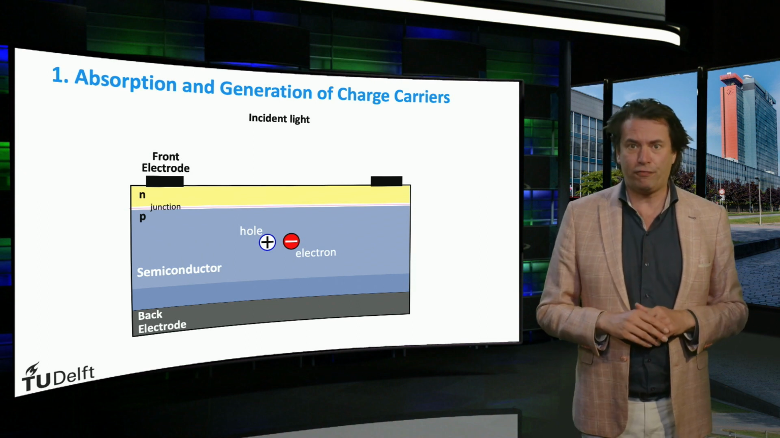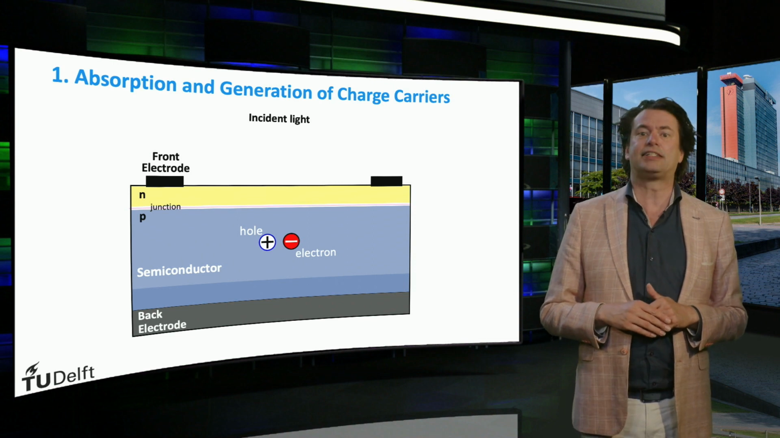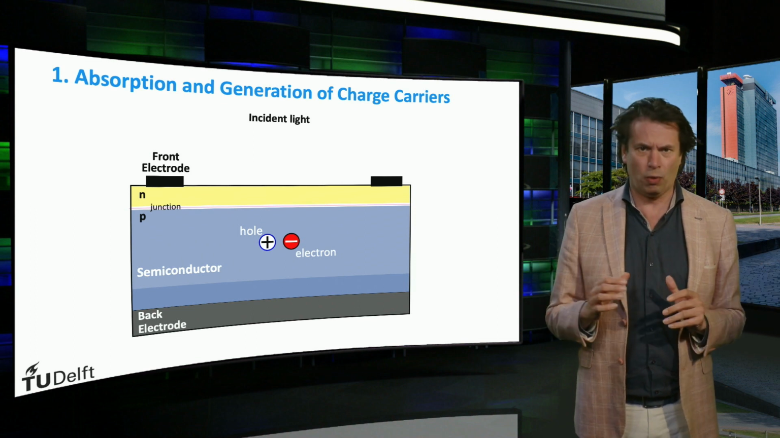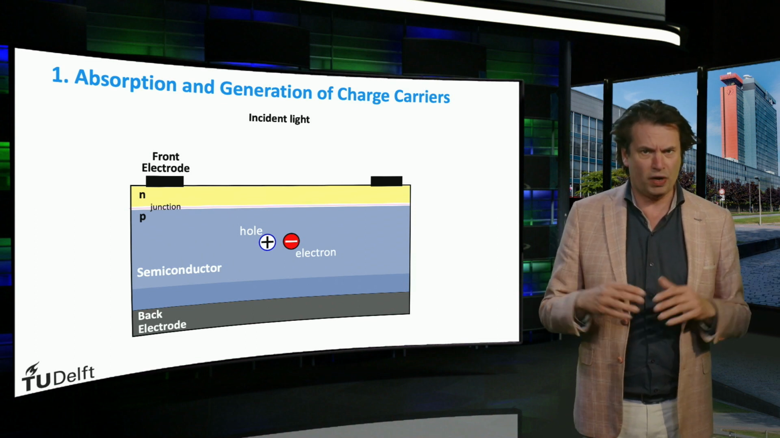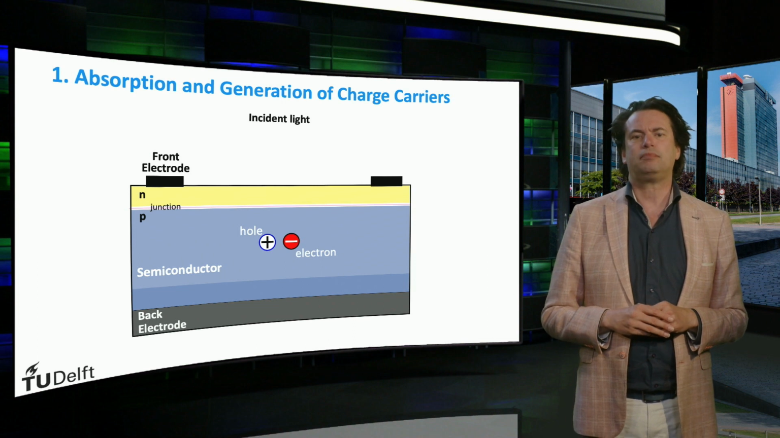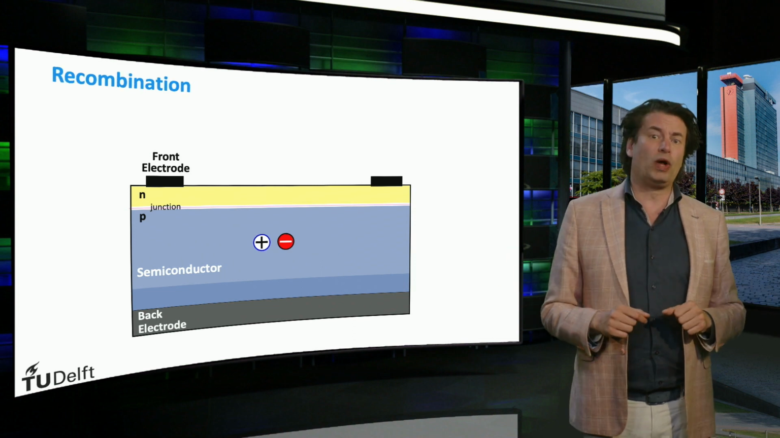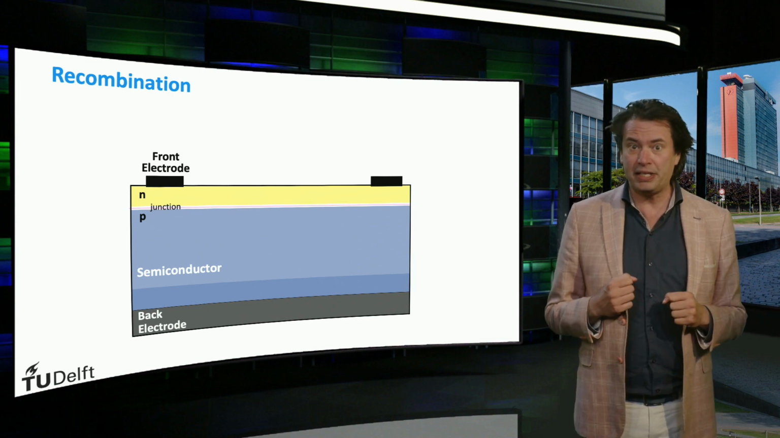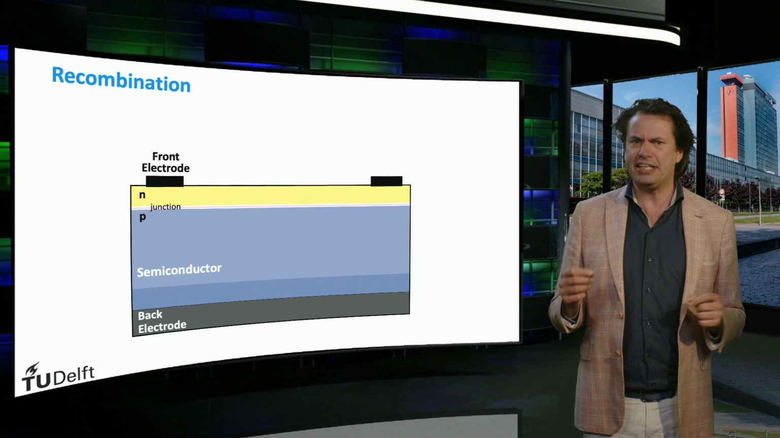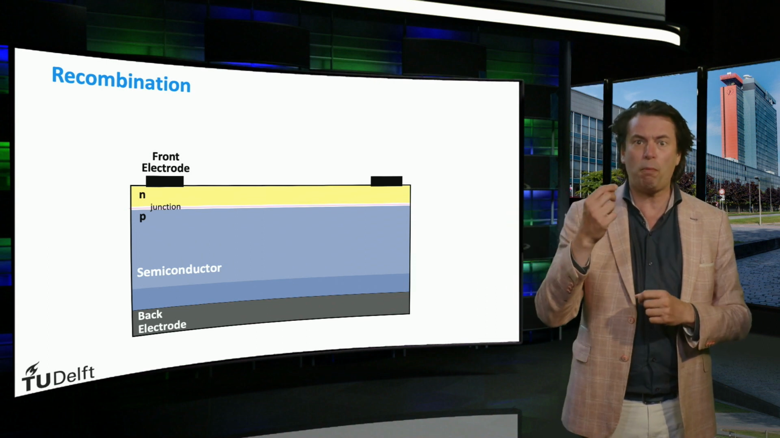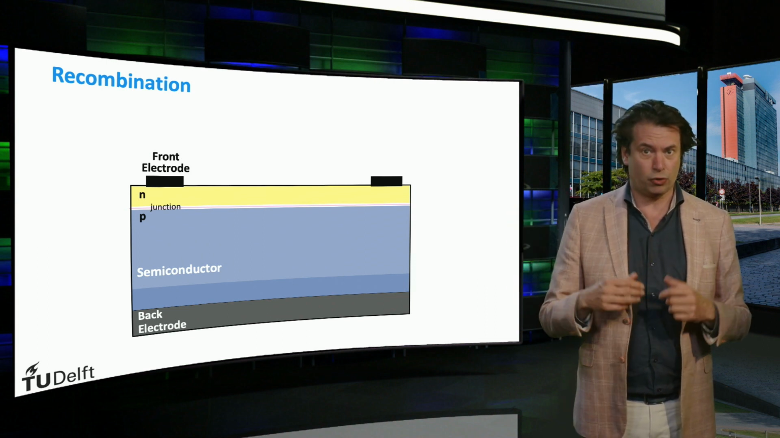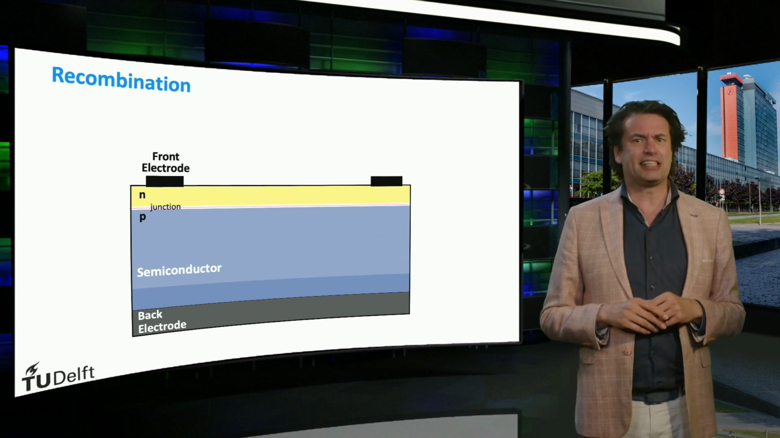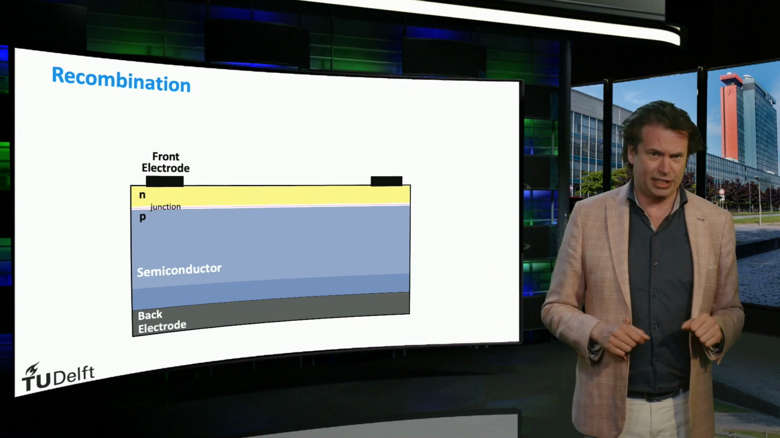Here we show one photon of light exciting a single electron-hole pair. In reality, there will be many electron-hole pairs generated at once with a full spectrum of light. This electron-hole pair will only survive for a certain lifetime. After some time, recombination may occur. This means that the electron will fall back to its initial energy state, so the electron and hole recombine. If this happens, that absorbed energy is essentially lost and cannot be converted into electrical energy.